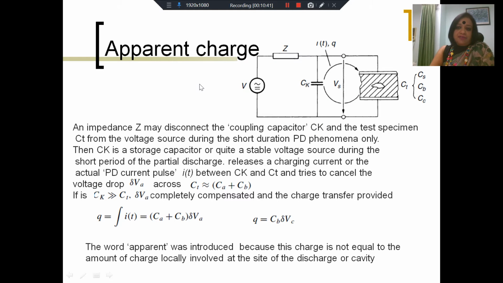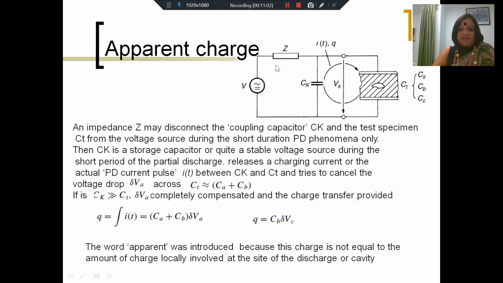So therefore, we have the concept of apparent charge. So again, I've drawn this circuit. You have a coupling capacitor. You have the sample. In parallel to the coupling capacitor, you have an impedance. This impedance Z connects the coupling capacitor and the supply voltage.